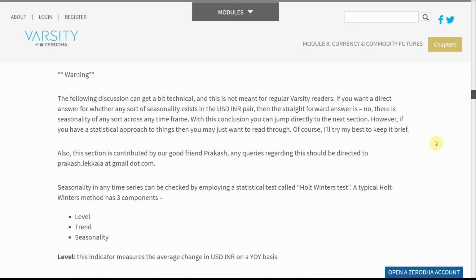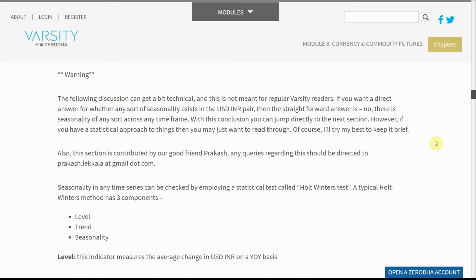If you want a direct answer for whether any sort of seasonality exists in the USD-INR pair, then the straightforward answer is no. There is no seasonality of any sort across any time frame. With this conclusion, you can jump directly to the next section. However, if you have a statistical approach to things, then you may just want to read through. Of course, I'll try my best to keep it brief.